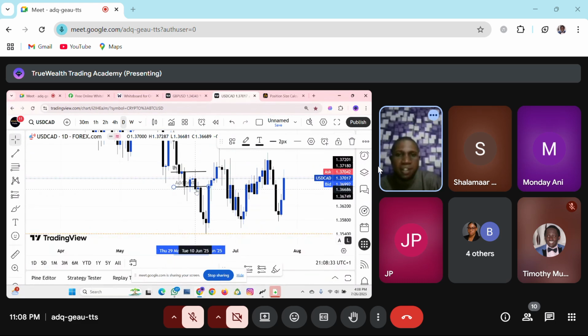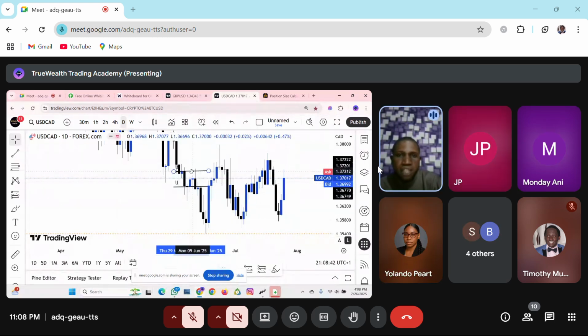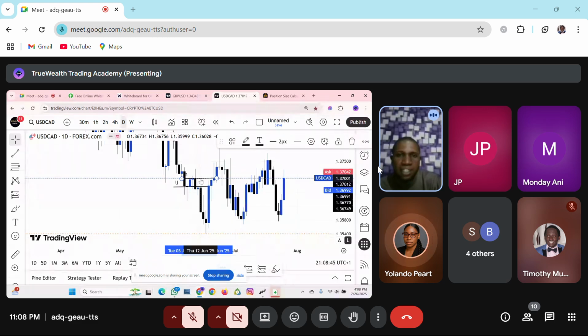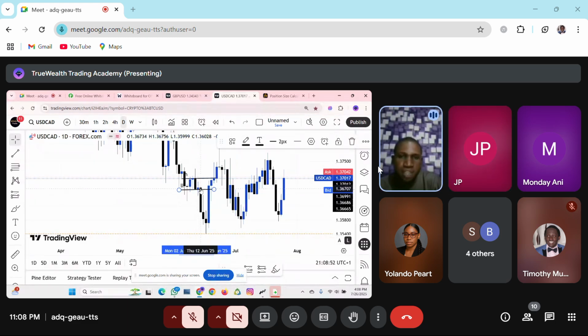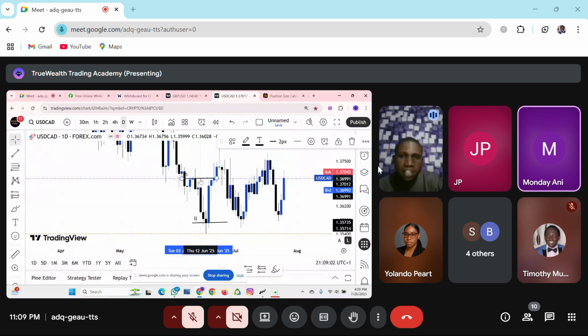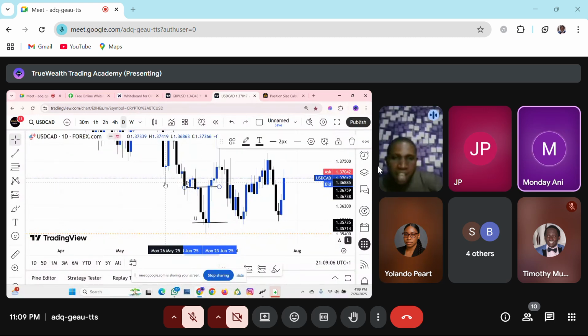So what happened? This place broke here, right? Yeah, it broke. So this becomes our new lower high, and this becomes our lower low. Are you following? Now, if you notice, this place broke again, right? So this becomes our lower low, and this becomes our lower high. Are you seeing now? Then what happened?